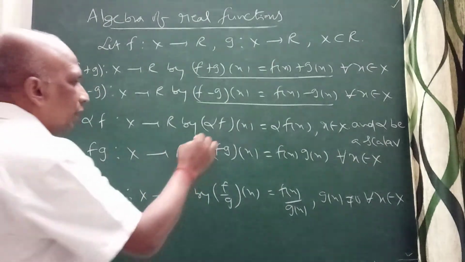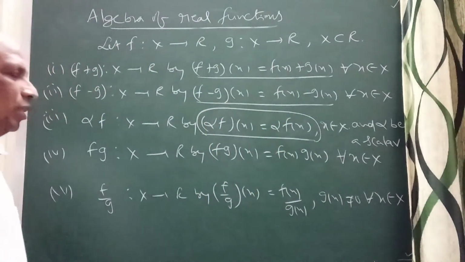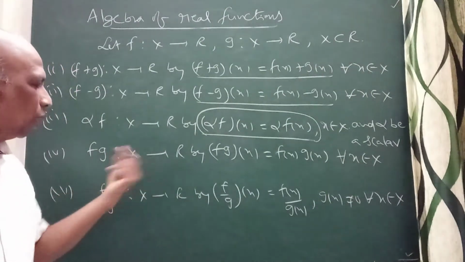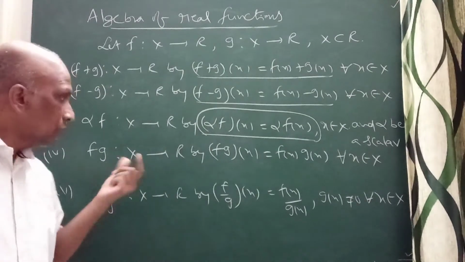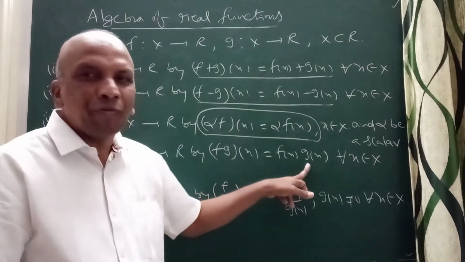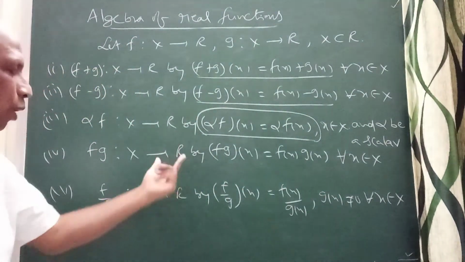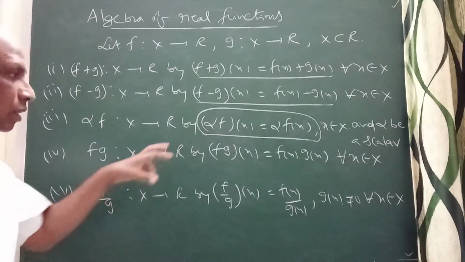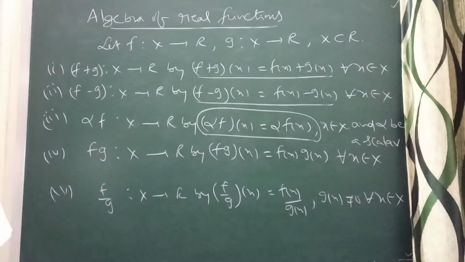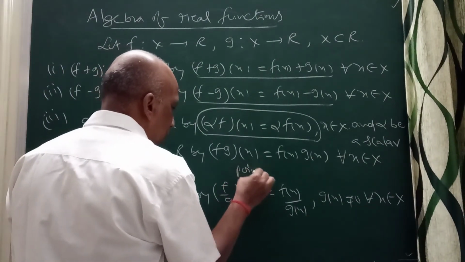Even the product of two functions, fg from x to r, f from x to r, the function fg from x to r by fg of x equal to f of x times g of x for all x belongs to x. I can define this product of two functions. I can also say this by a particular name, point-wise multiplication.